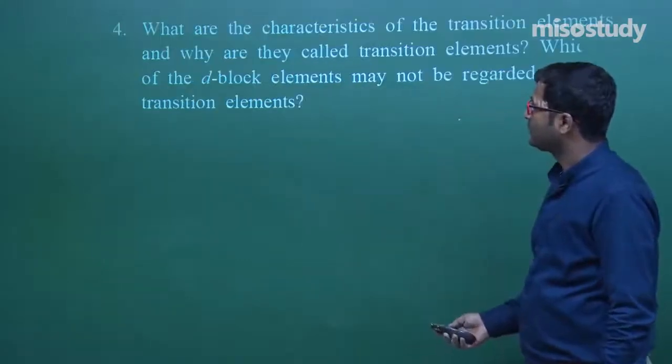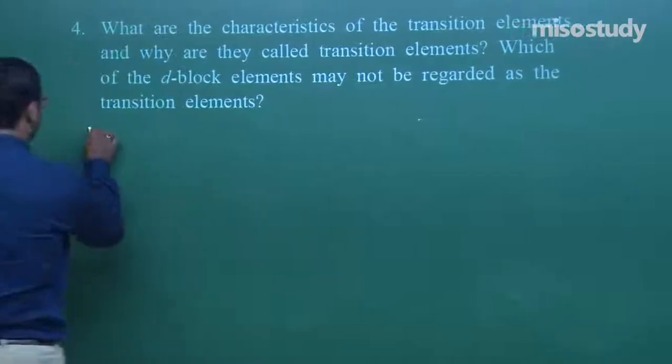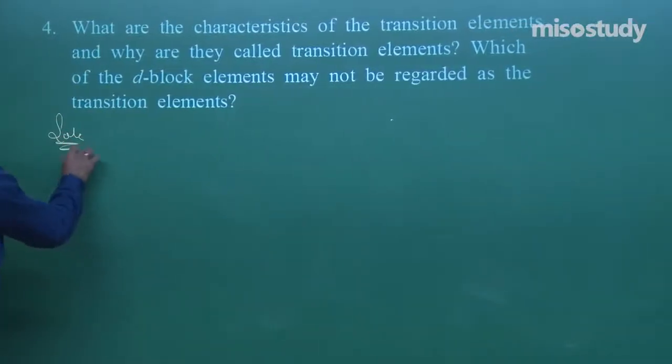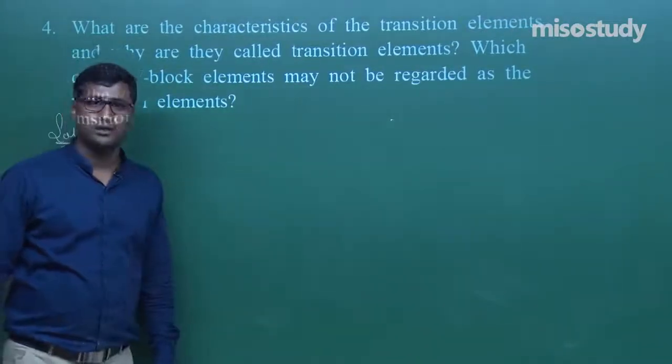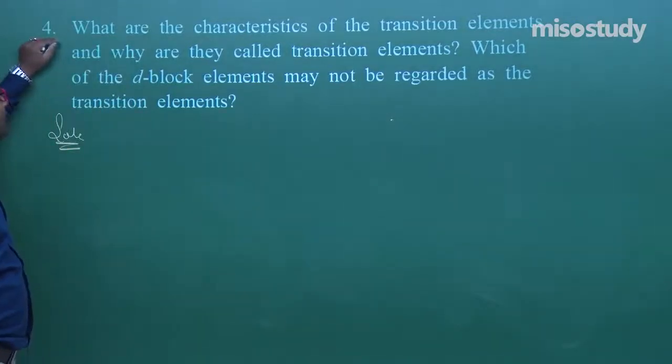The next question is question number 4. Read the question carefully, what is given here. What are the characteristics of transition elements and why are they called transition elements? Which of the d block elements may not be regarded as transition elements? This is a small, very easy question.